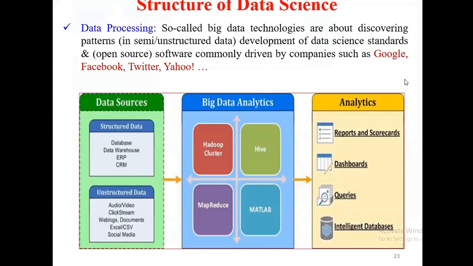What is the structure of data science? Data processing consists of three tiers. Tier 1 data sources, tier 2 big data analytics, and finally tier 3 analytics. Data sources consist of structured data, unstructured data. We are giving them as input to the system, and we are choosing the tool, technique and algorithms: Hadoop, Hive, MapReduce, MATLAB, Spark, R, Python, etc. In the final analytics, we are generating dashboards, reports, and scorecards through pie chart, bar chart, line chart, etc.